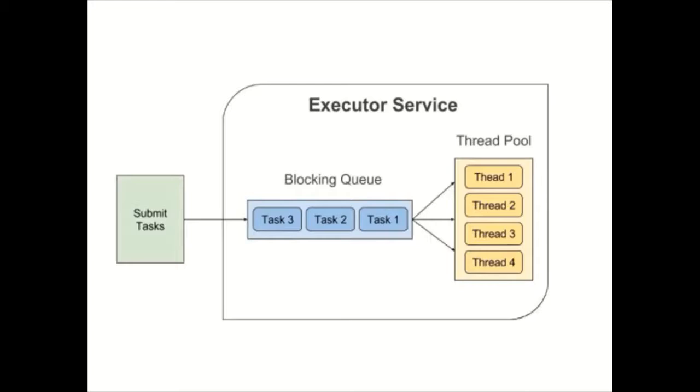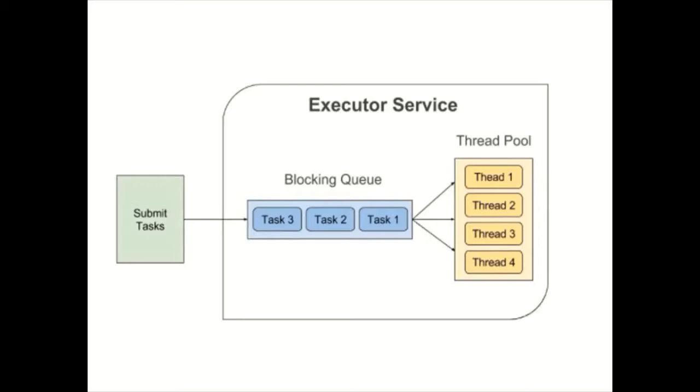These tasks will be collected in a blocking queue, which we can see here. And we also define a thread pool. While defining executor service, we will use a fixed thread pool in which we define how many threads are present in this executor service. These threads, once they are free, will start picking up the tasks from the blocking queue and start executing them.